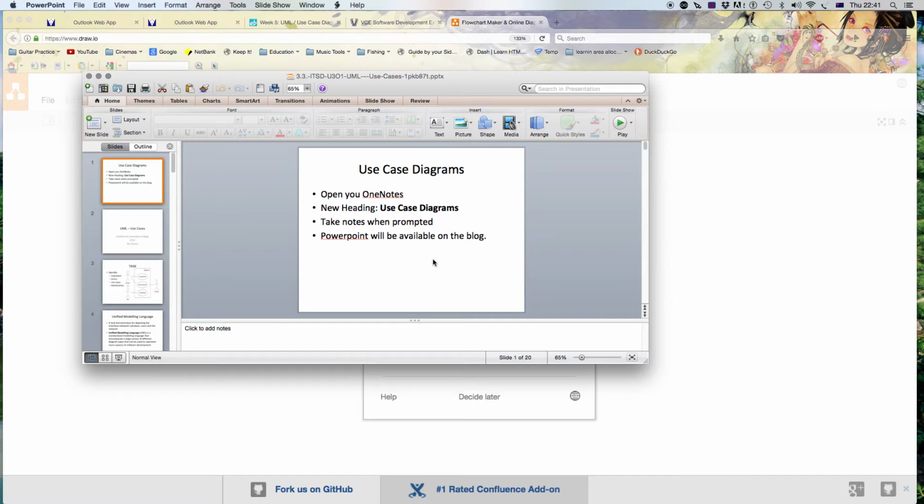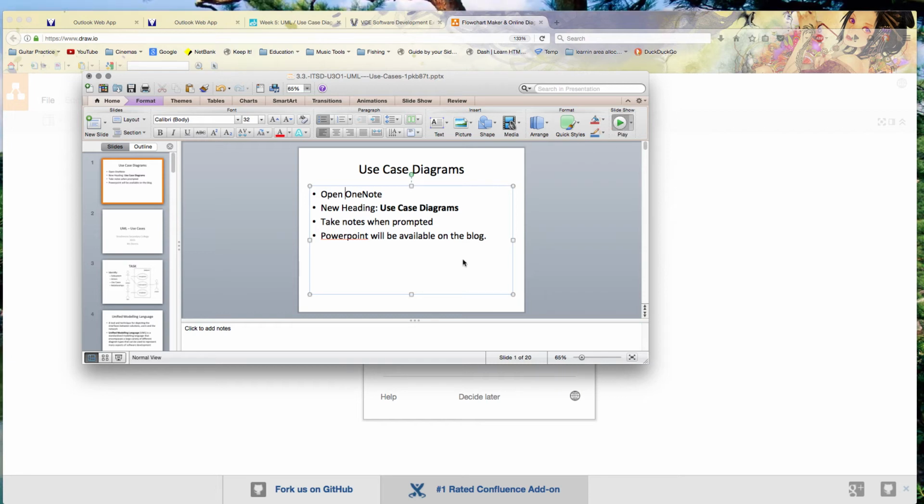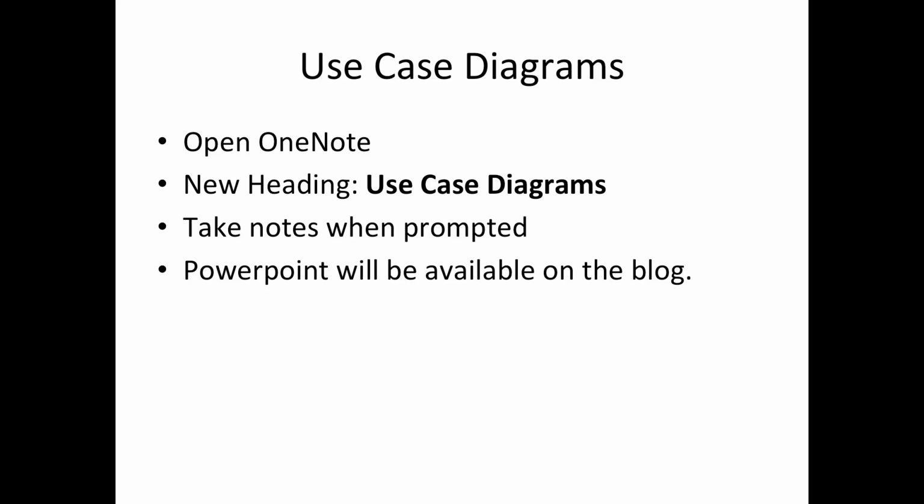And the first thing I'd like you to do is open OneNote. I should say open your OneNote, so just open OneNote. And I want a new heading, and I want your new heading to say use case diagrams. Now what I'll do is I'll actually play this and have it full screen, so hopefully you can see it. So open OneNote, new heading should say use case diagrams.